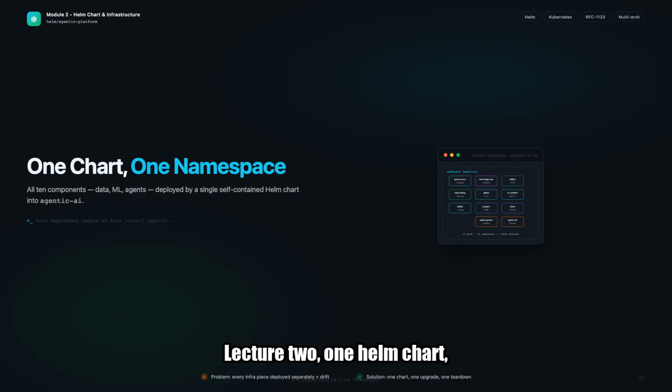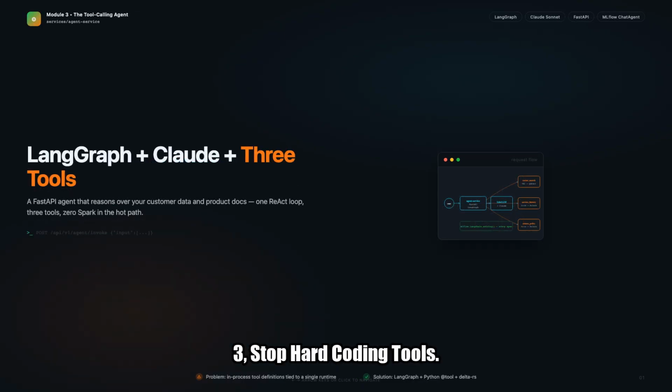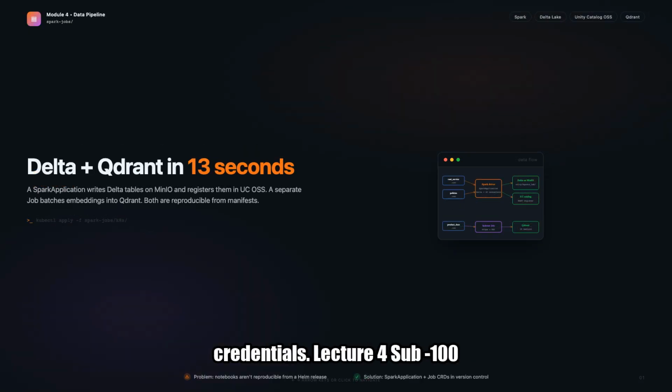Lecture 2. One Helm chart. 7 services, plus the 4 real operational gotchas the chart absorbs for you, so you can install and forget. Lecture 3. Stop hard coding tools. Model Context Protocol turns one agent process into 3 independently scalable services with their own credentials.